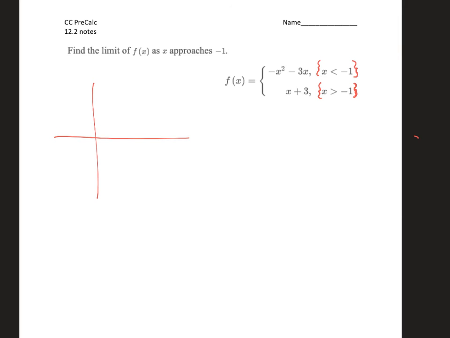And you'll see that from the left of -1, we've got a quadratic that opens down. So it's something kind of like this. From the right of -1, we've got a line with a y-intercept at 3 and a slope of 1. So something like that. So, oh, this is just the limit of f of x, not from one side. My mistake.